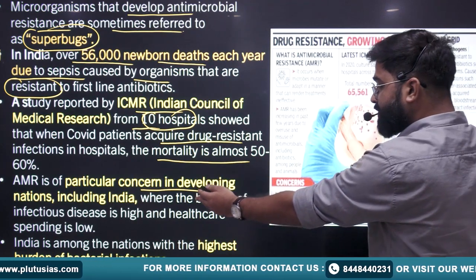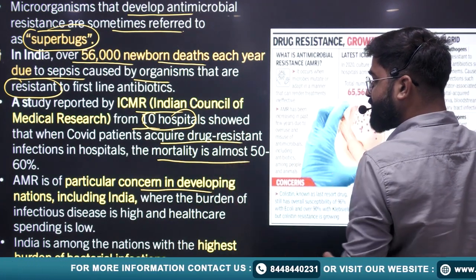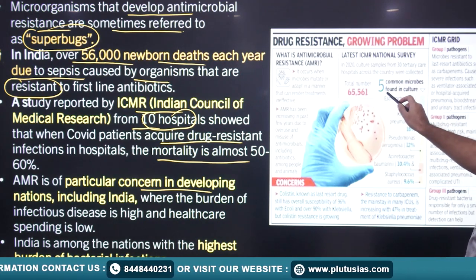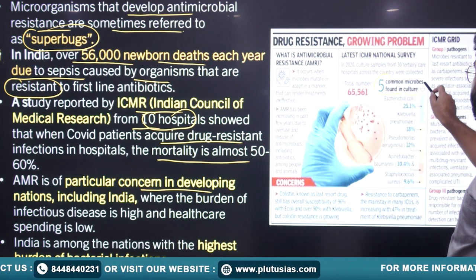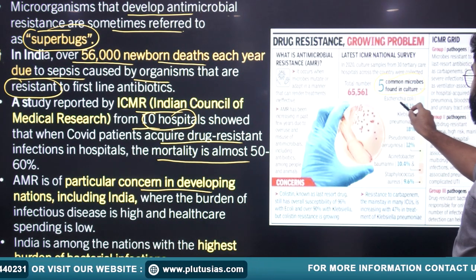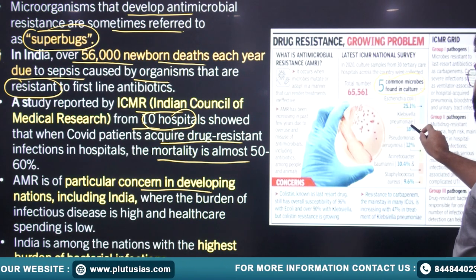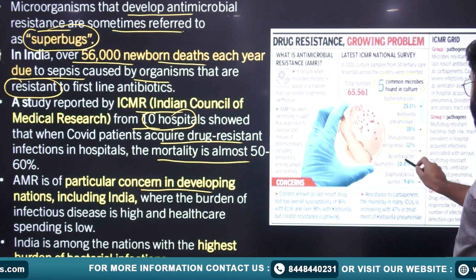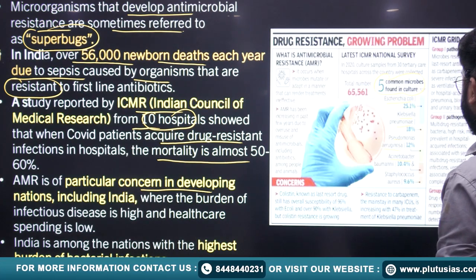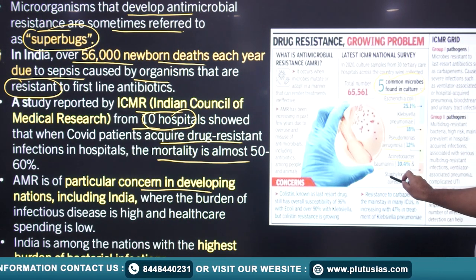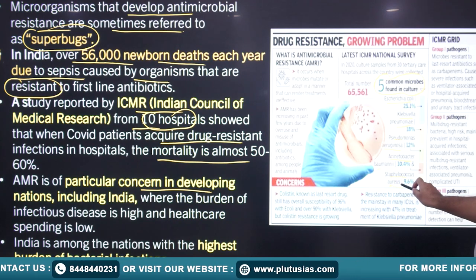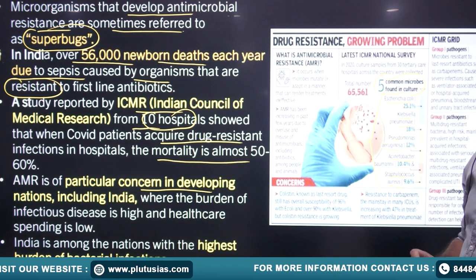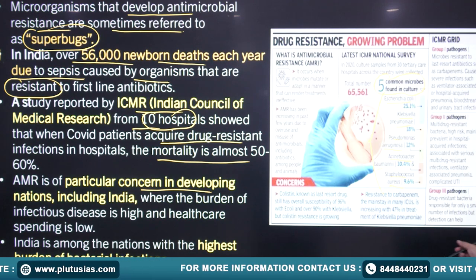What else? India is amongst the nations with the highest burden of bacterial infection. Some more data is given here: 5 common microbes found in cultures. Escherichia coli, Klebsiella pneumoniae, Pseudomonas aeruginosa, Acinetobacter baumannii, and Staphylococcus aureus. All these bacteria have already developed microbial resistance. Okay.